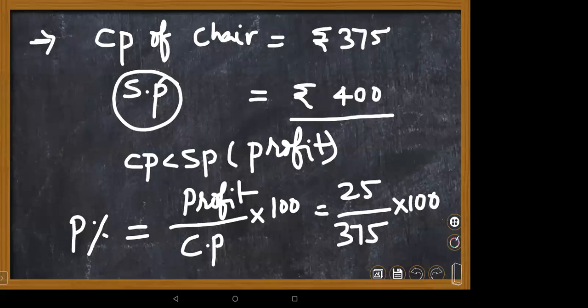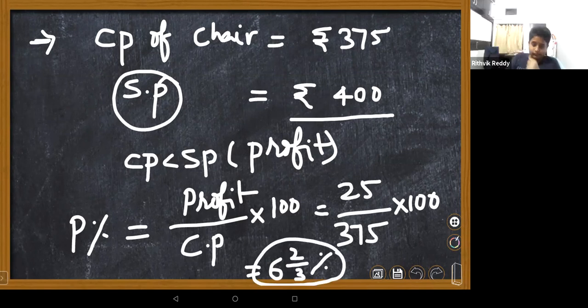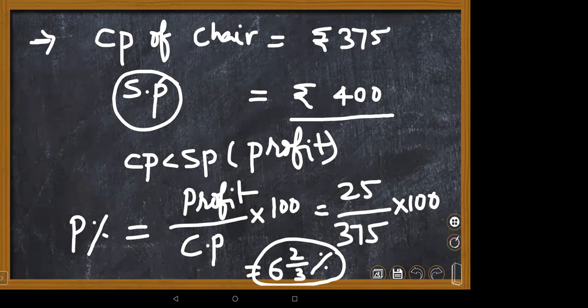Ma'am, it is 6.666. Yes, ma'am. It's 6.6. No, mixed fraction is 6 and 2 by 3. I think so. 6 and 2 by 3 percent, right? Ma'am, it is 6.666. I'm not asking about decimal. Please tell in mixed form. Yes, ma'am. It's 6 and 2 by 3 only. Very good, Sanjika. Good job.